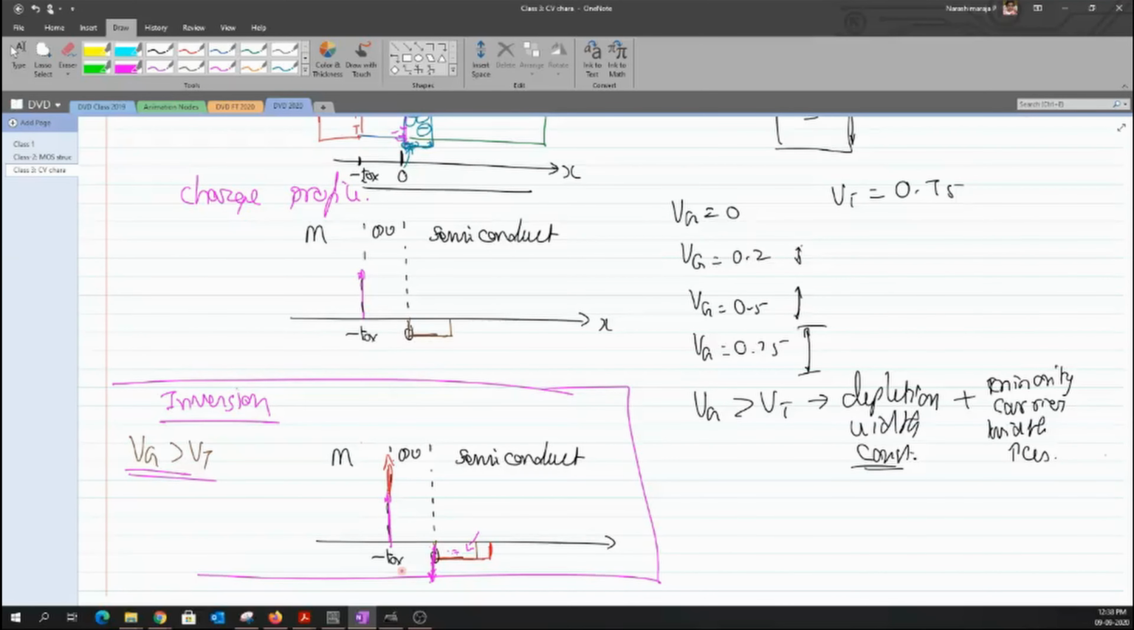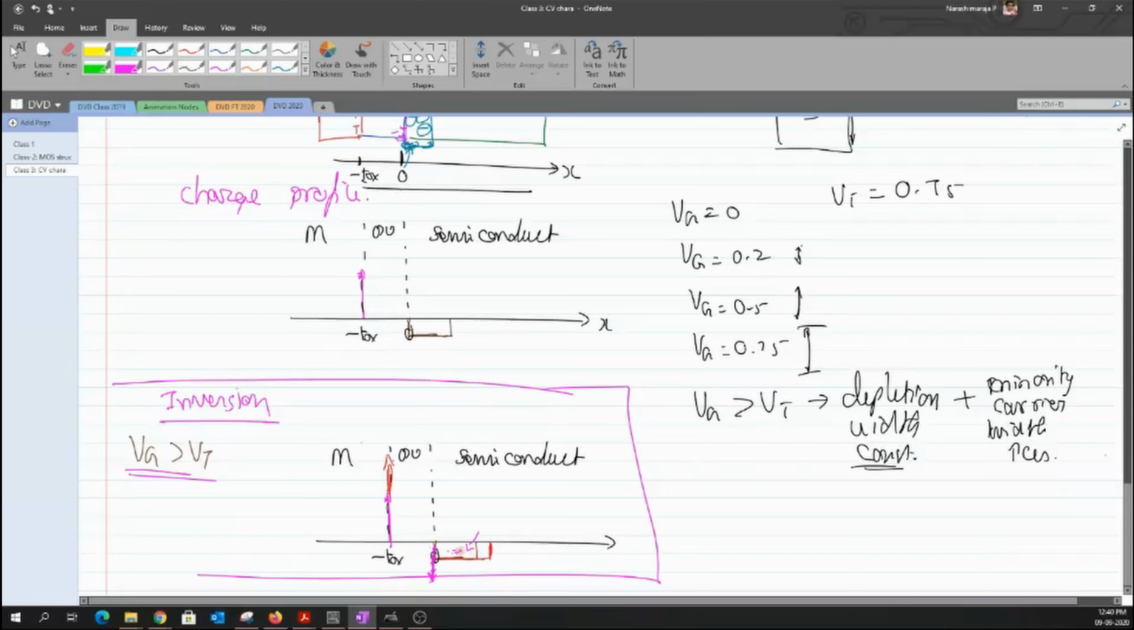Yes, sir. Thank you. Sir, because the width of the depletion region is constant, won't the charge also be constant in the depletion region? Yes, yes, that charge would be held constant.